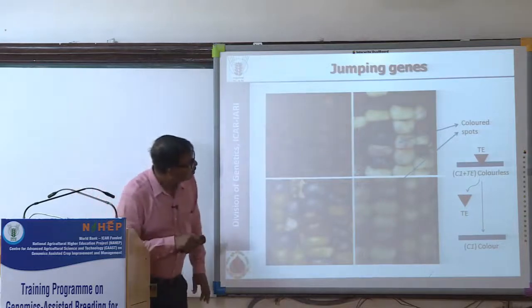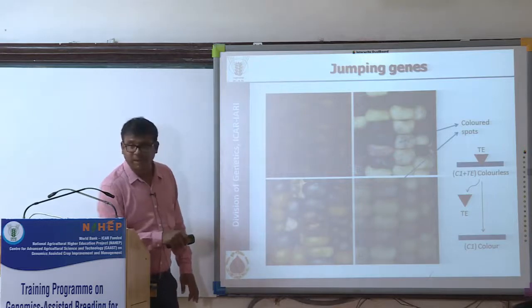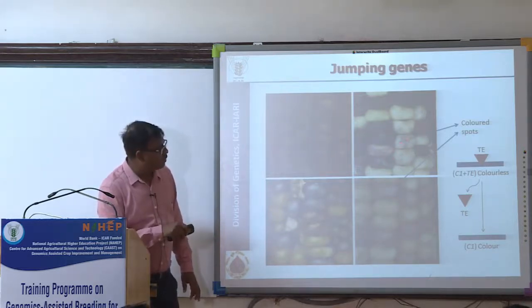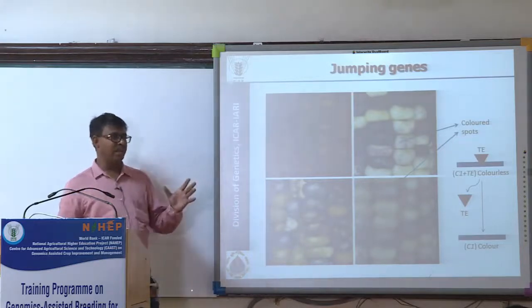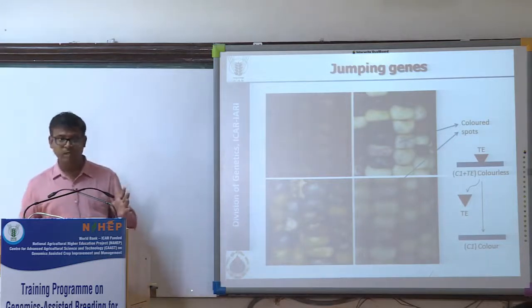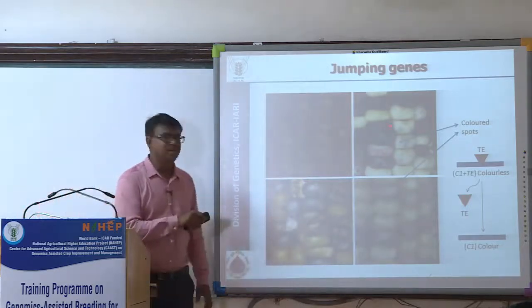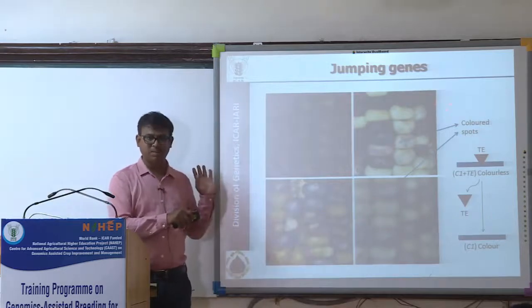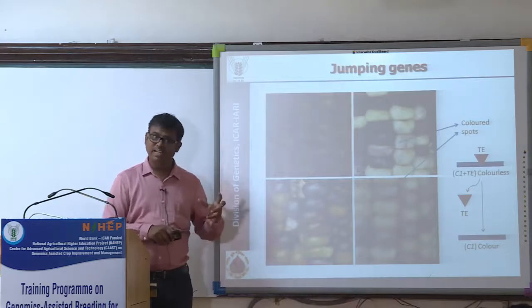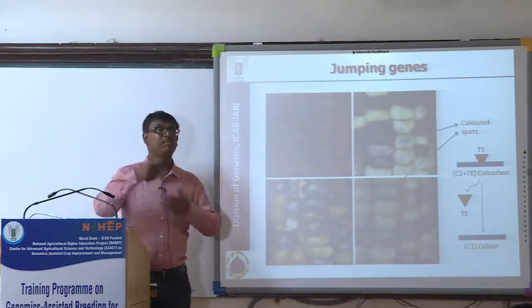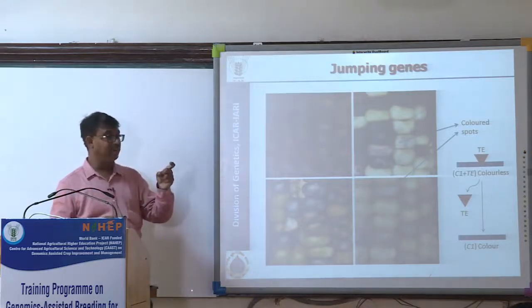Now, you look at here, what happens? The background is white because it is interrupted. But the cells where TE has come out, it has started giving the pigmentations, right? So, this is how we can explain how jumping genes work in terms of giving this kind of expression. So, wherever white is there, that means the gene remains to be interrupted by transposable element. Where the spot starts coming, it is because on those cells, the transposable element has already come out of the gene and gene has started getting functional.